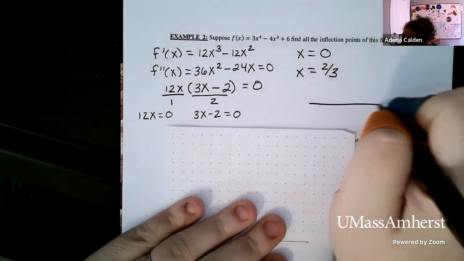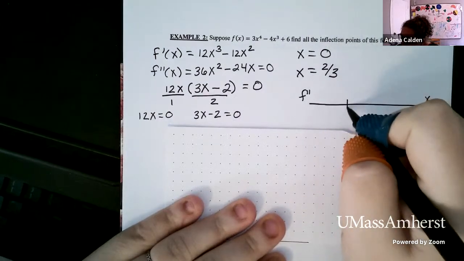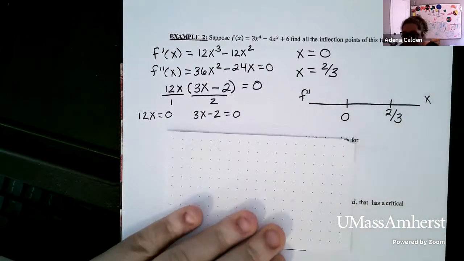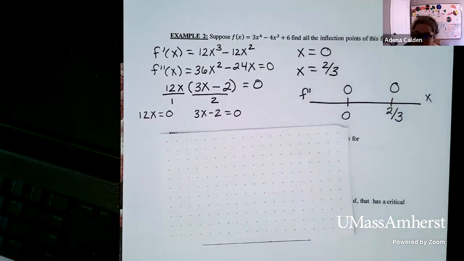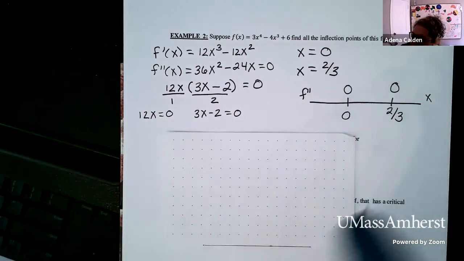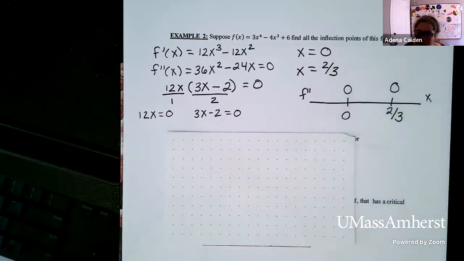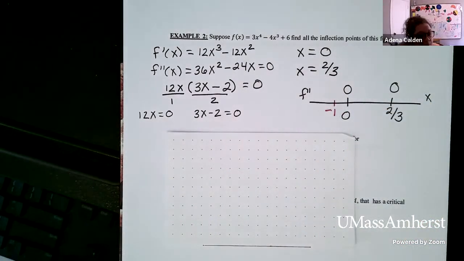So again, I'm going to set up a number line, and I'm going to add these points in order as they would appear on a number line. So I have 0 and 2/3. I know that the second derivative is 0 at those points. So now I want to test something to the left of 0, between 0 and 2/3, and to the right of 2/3, right? So again, I'm going to pick my test points to be convenient for testing here. So I'm going to start by testing -1.